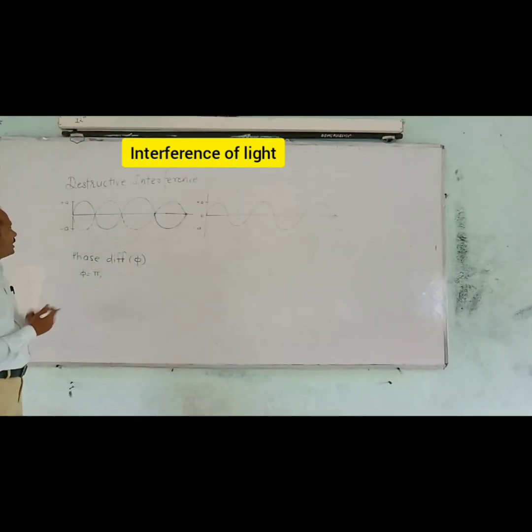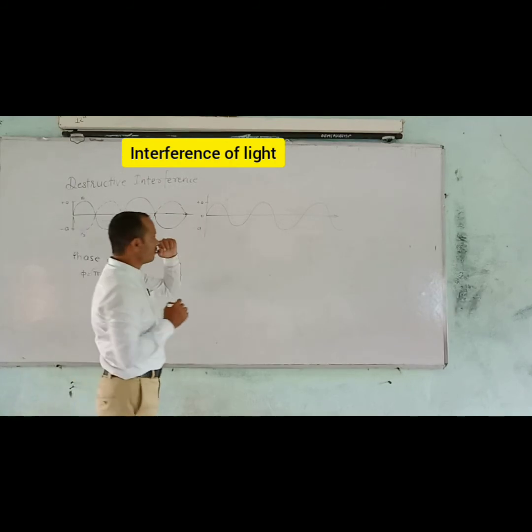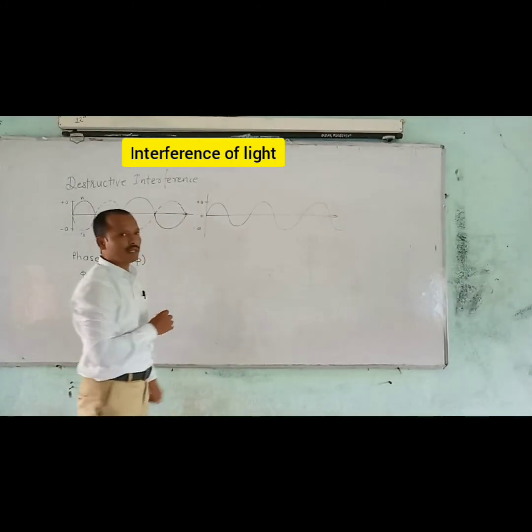Just observe here. The first wave is y1, which is given by the continuous curve. Another wave is given by the dotted curve. When we observe both, the phase difference is 180 degrees. The phase difference is pi. Pi means what? It is 180 degrees. And we can study this using this example also.